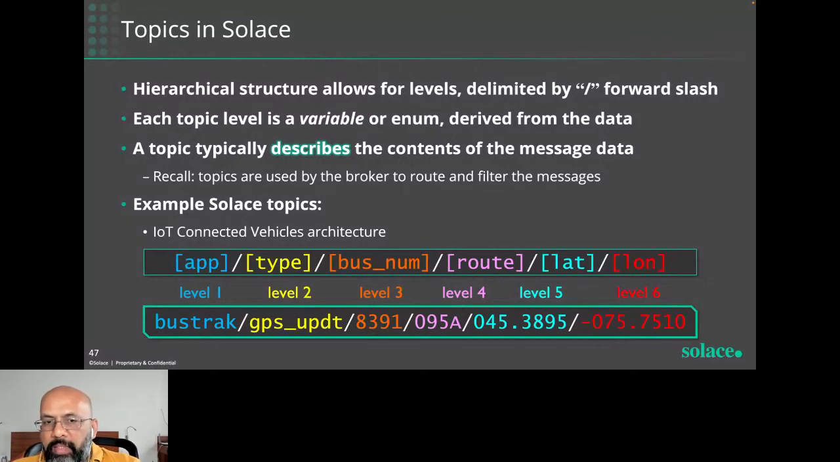Now notice that it looks like a number to you, right? 045.3895 and so on. Yes, it is a number, but it is not a number. It is a string. It looks like a number, but it is treated as a string in that level 5. How does it help? I'll tell you.